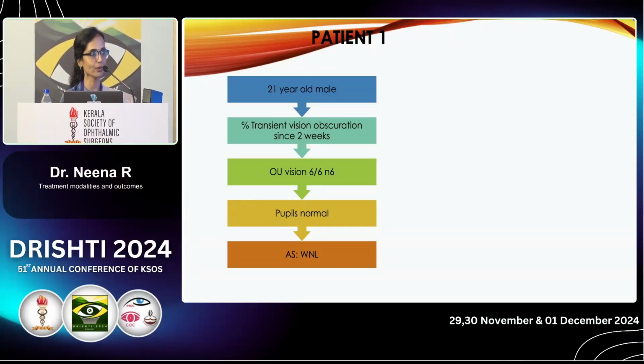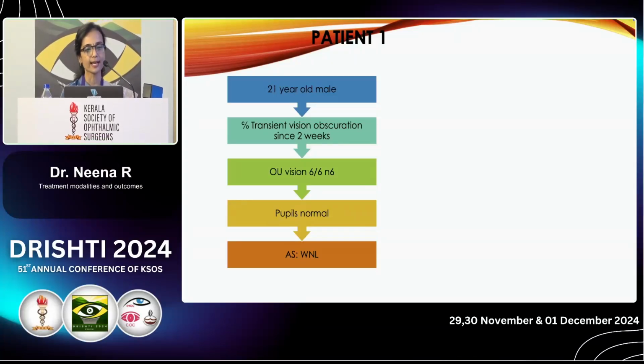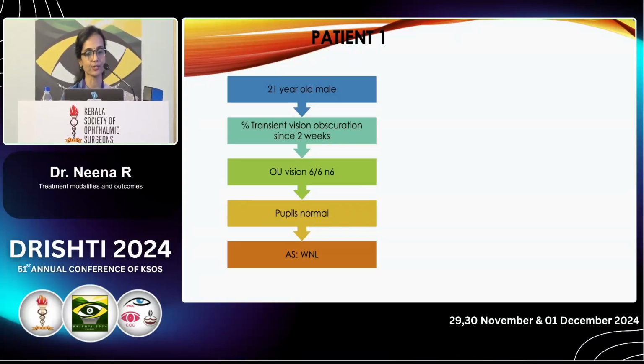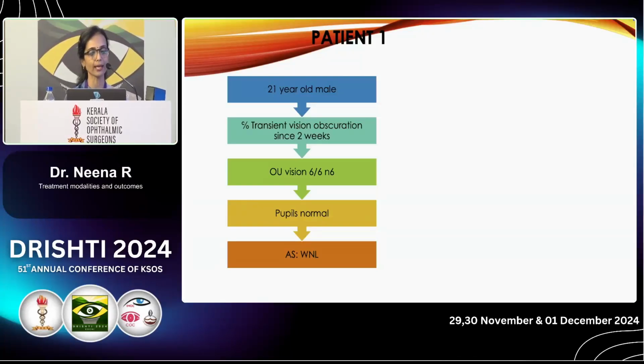It's not one tailor-made treatment. You have to go by your clinical diagnosis, investigations, and other serological tests. So this was a 21-year-old male who came to us with complaints of transient vision obscuration since 2 weeks. The visual acuity was good, 6/6 and 6/6, pupils were normal, anterior segment within normal limits.